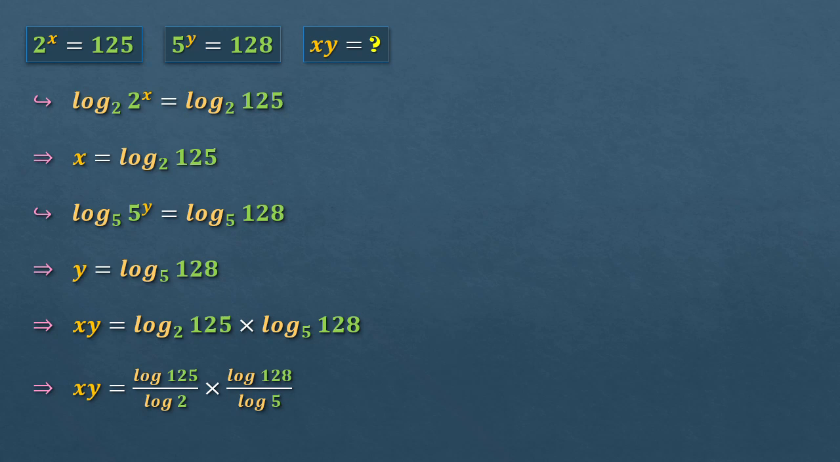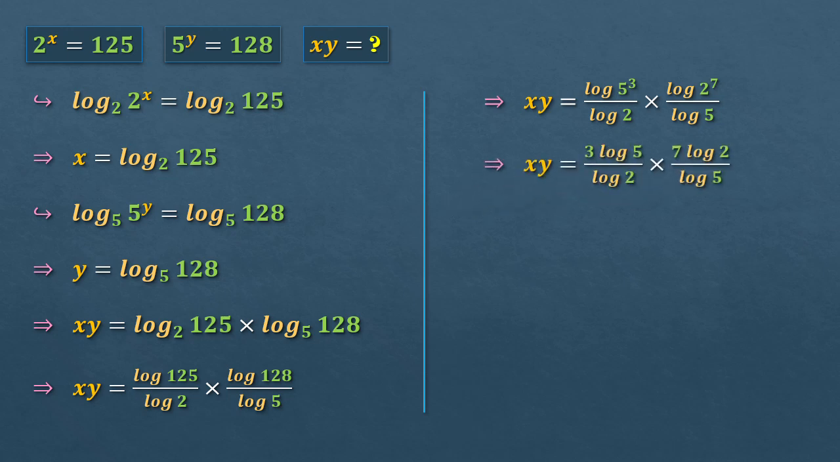Now we rewrite the numbers using powers. 125 is equal to 5 raised to the power of 3. 128 is equal to 2 raised to the power of 7. This gives x times y is equal to the decimal logarithm of 5 raised to the power of 3 divided by the decimal logarithm of 2 times the decimal logarithm of 2 raised to the power of 7 divided by the decimal logarithm of 5. Using logarithmic properties, this becomes x times y is equal to 3 times the decimal logarithm of 5 divided by the decimal logarithm of 2 times 7 times the decimal logarithm of 2 divided by the decimal logarithm of 5.